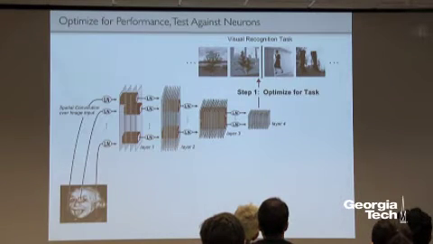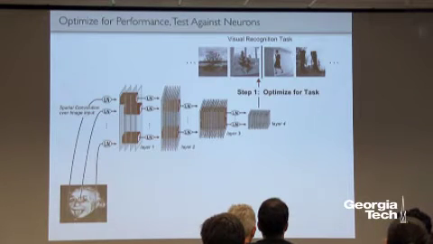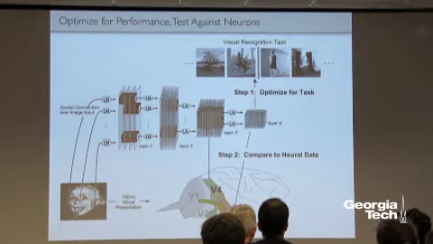So we came up with a strategy which is sort of obvious. There's nothing non-trivial about this idea: you use the other constraint you have, which is that you know the system has to do a task. I showed you that earlier. The system actually does a really interesting behavioral task, so optimize for categorization, fix the parameters that way, and then compare to neural data.